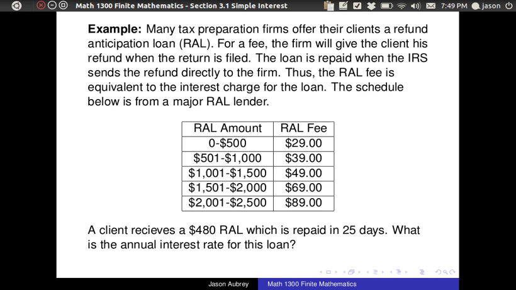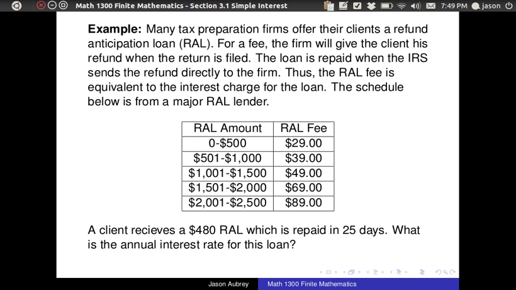Okay, so the question is, these refund anticipation loans, they look like pretty low fees. What does that actually come to in terms of an interest rate? Is it really a good loan or not a good loan? Okay, so for a fee, the firm will give the client his refund when the return is filed. The loan is repaid when the IRS sends the refund directly to the firm. Okay, so the RAL fee, the refund anticipation loan fee, is equivalent to the interest charge for the loan.